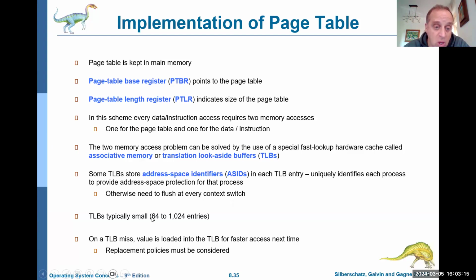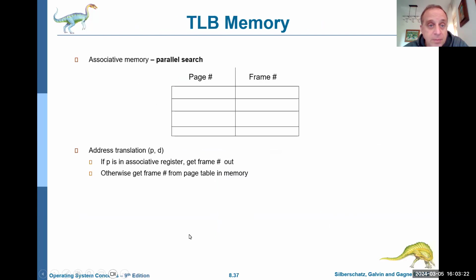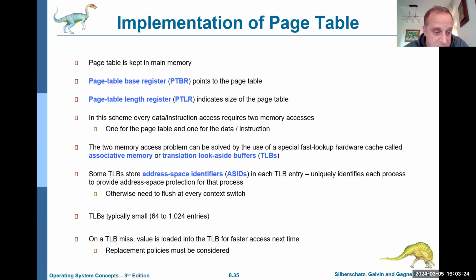Typically, TLBs are small, maybe 64 to 1,024 entries. And what else? On a miss, the value is loaded for faster access. Replacement policy must be considered. That's what Hoodie asked me about. She said, "Well, how do I choose who to kick out?" That's called replacement policy. And the answer is they're different. It must be considered. Different possibilities.